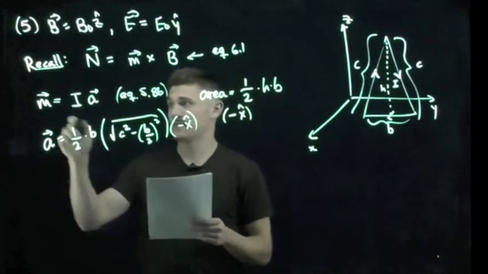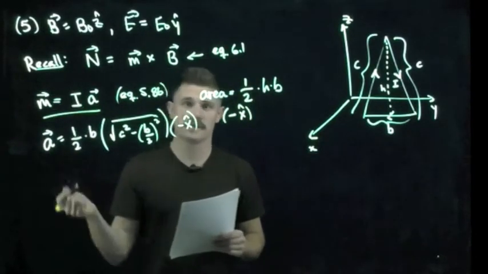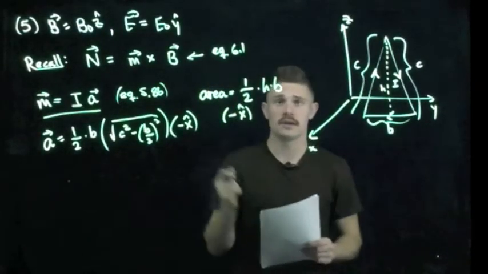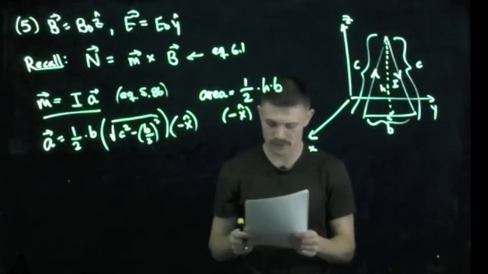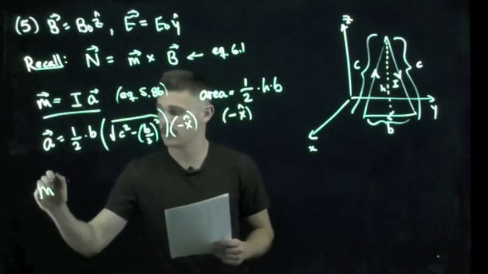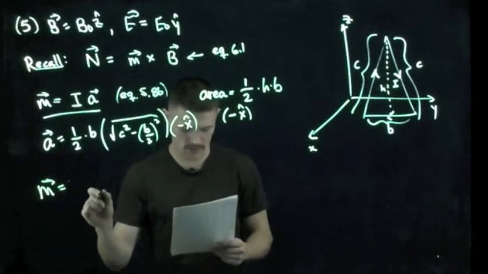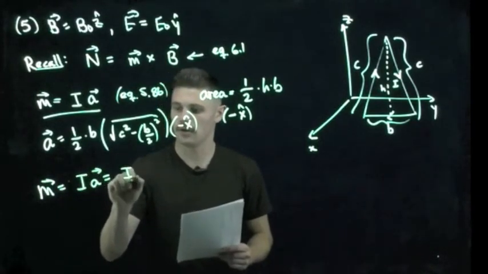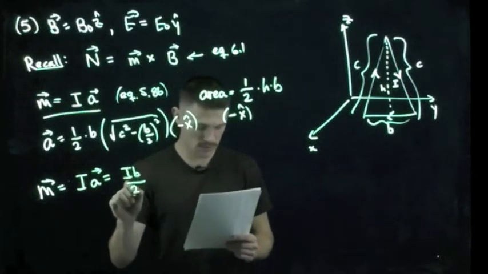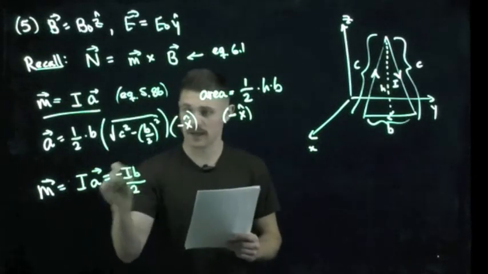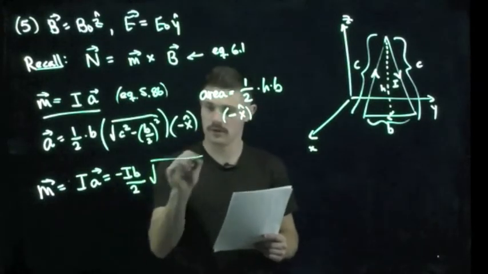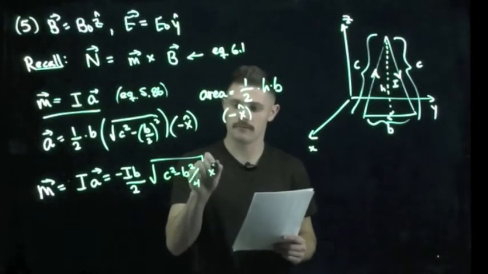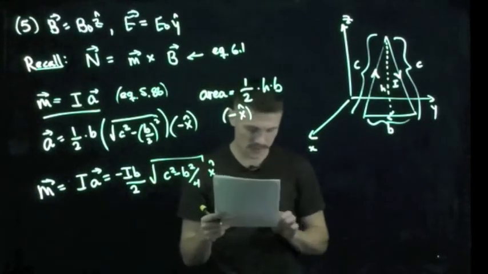So for this problem, we just need to find what is m to begin with. m is dependent on A. We don't know A, but we can find it using the area of this triangle in the negative x hat direction. That's the vector component. And then m is simply this area times I. So we have I times A, which is equal to I b over 2, with the negative from the x hat, and then the square root of c squared minus b squared over 4 x hat. So that's m. And that's what I have in my notes here.